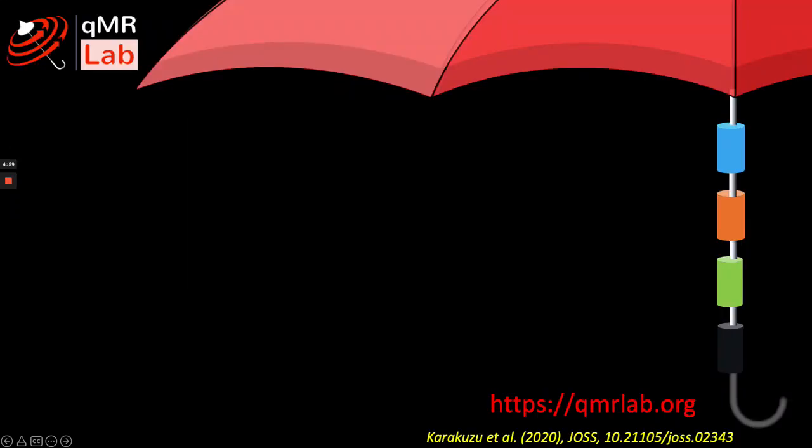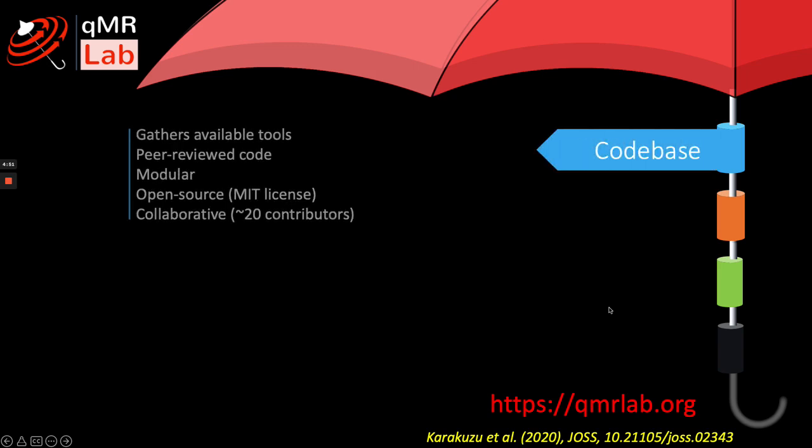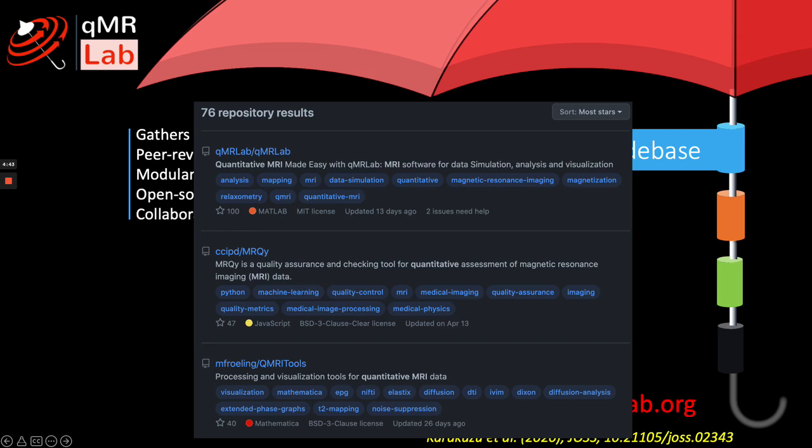QMRLab is written in MATLAB to make gathering available methods easier, because most of the quantitative MRI implementations are still in MATLAB. It comes with comprehensive documentation for users and developers along with example datasets. And if you search quantitative MRI on GitHub, you get 76 results. About 15 of them are software packages maintained for the service of the researchers. And when sorted by popularity, QMRLab comes at the top with 100 stargazers. It is downloaded nearly 500 times on MATLAB File Exchange, and we have more than 20 contributors, and QMRLab is being used by a variety of disciplines.